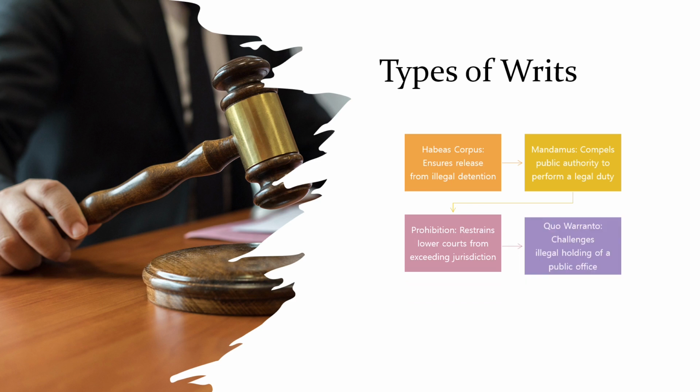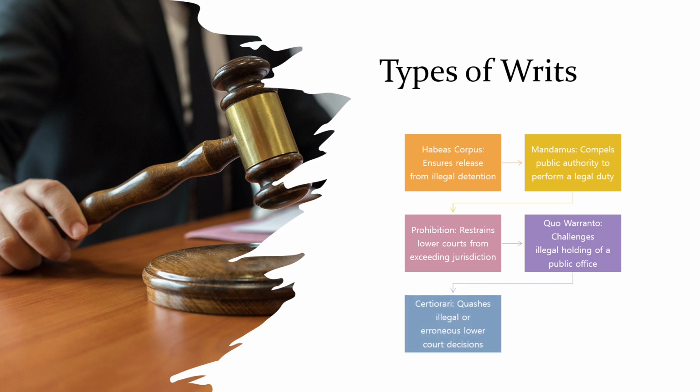Quo warranto. This writ is used to challenge the illegal holding of a public office. It serves to maintain the integrity of public institutions and ensures that individuals hold office only through lawful means. Certiorari. This writ is used to quash or set aside orders or decisions of lower courts or tribunals that are found to be illegal, perverse, or erroneous. It acts as a check on the exercise of judicial power and ensures that decisions are made in accordance with the law.